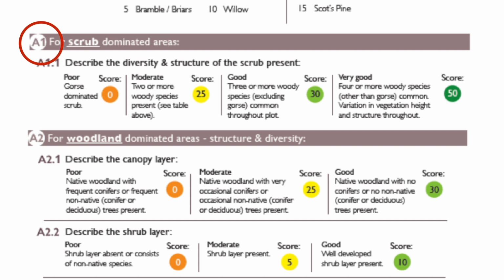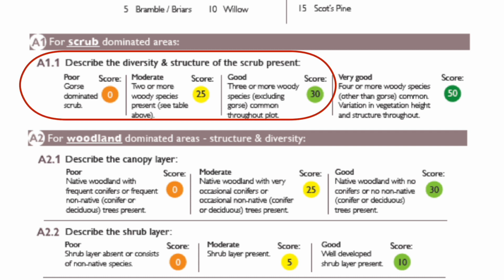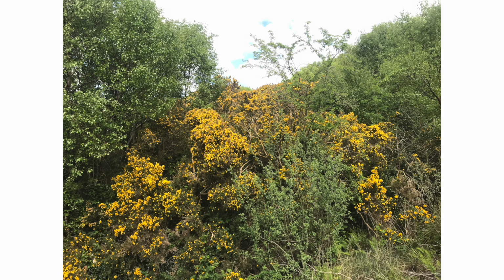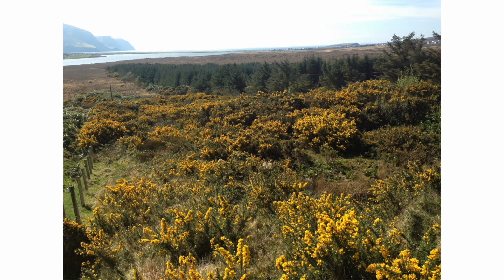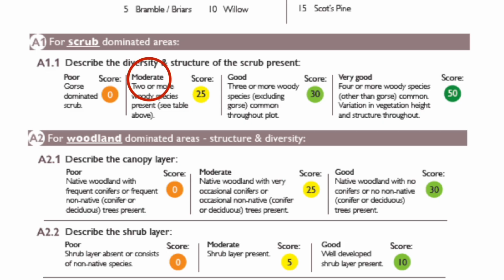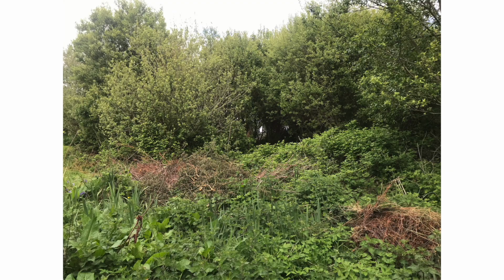A1 is for scrub-dominated areas only. Describe the diversity and structure of the scrub present. Poor relates to gorse-dominated scrub. Moderate is when 2 or more woody species are present, but not necessarily common throughout.